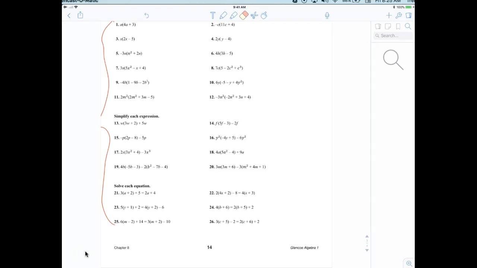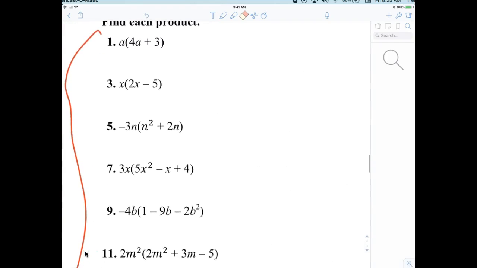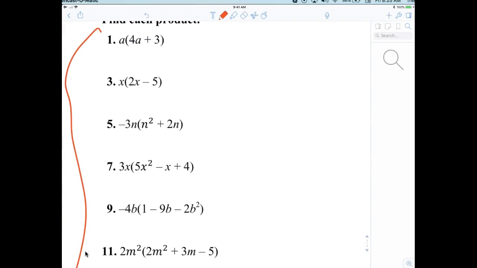Here we go. Now for question number 1, a times the quantity 4a plus 3 is equal to 4a squared plus 3a. Now, Miss Pliego's class, you guys are trying to tell me, does that make sense or not make sense? Yeah, we're distributing. When you multiply variables, you add exponents.